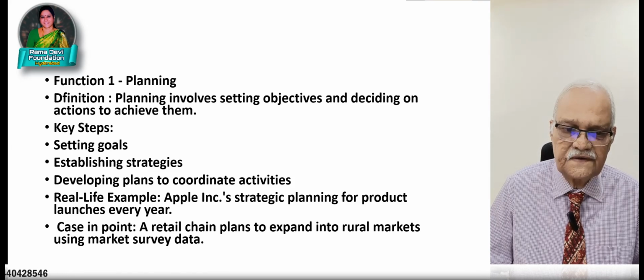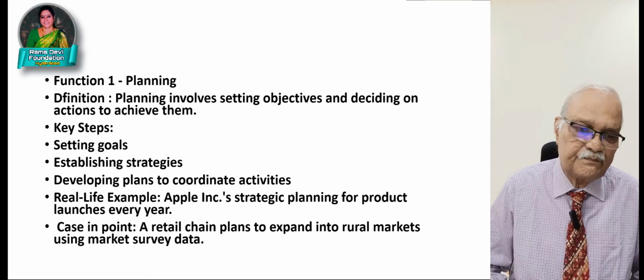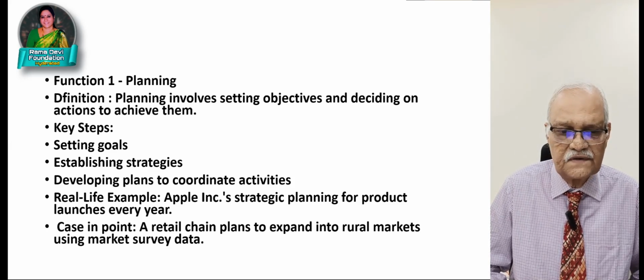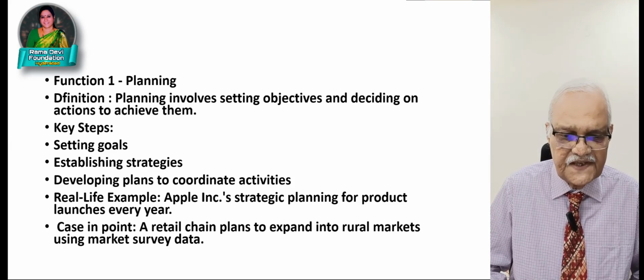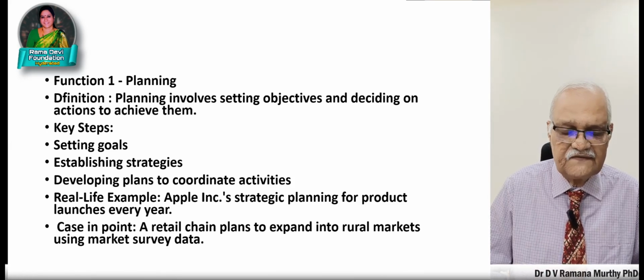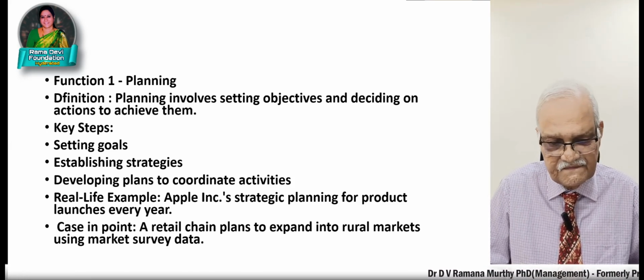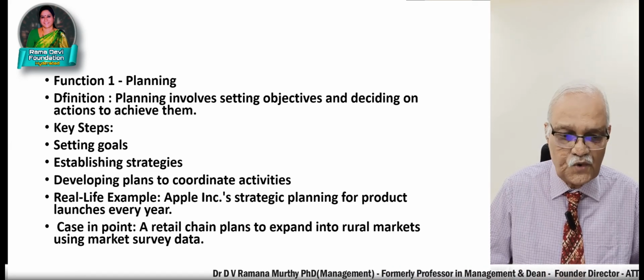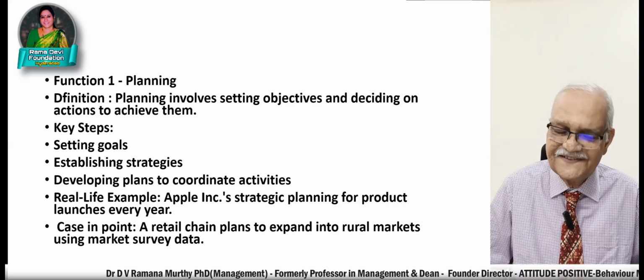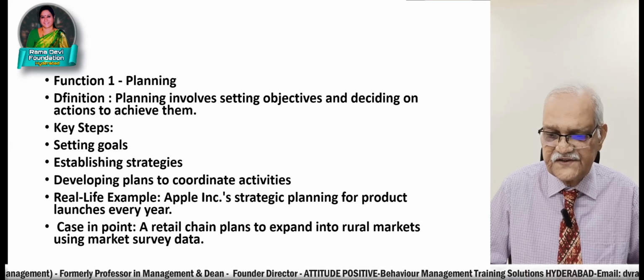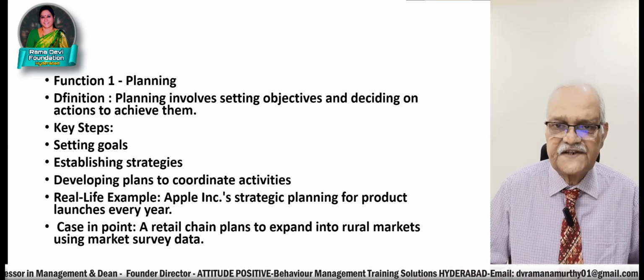Function 1: planning. Planning involves setting objectives and deciding on actions to achieve them. The key steps include: 1. Setting goals, 2. Establishing strategies, and 3. Developing plans to coordinate activities. For example, Apple incorporates strategic planning for product launches every year. A case in point, a retail chain plans to expand into rural markets using market survey data.